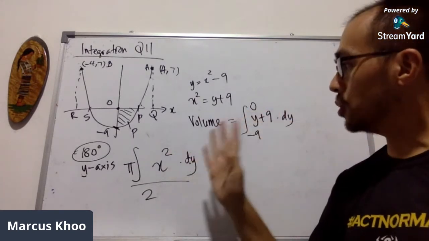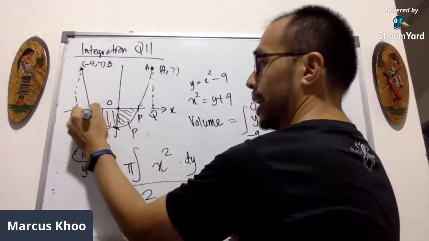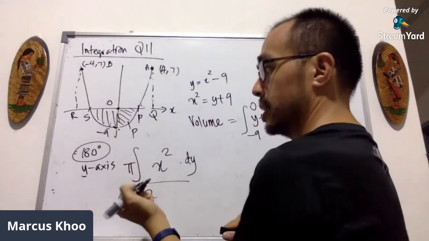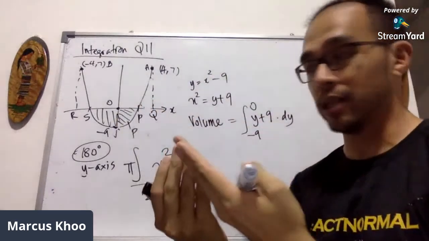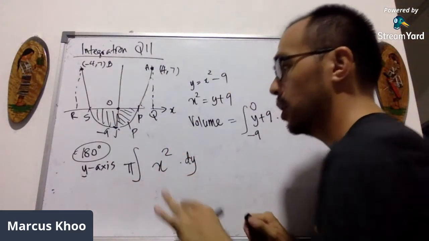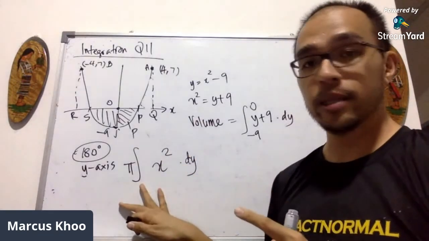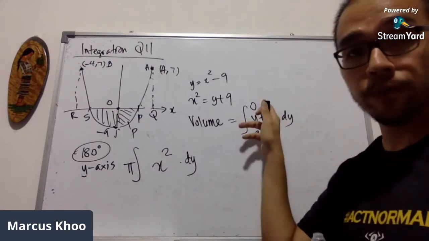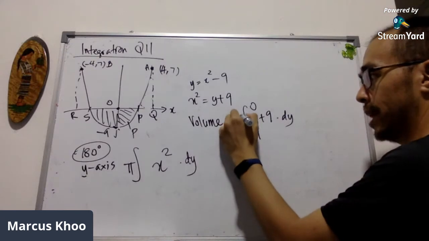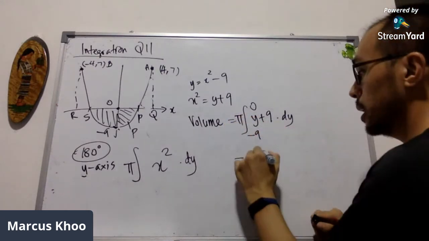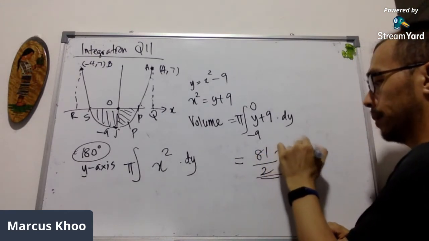180 degrees. Actually, you know what? Cannot. Because the whole region is this way, the x-axis and the curve, right? The whole region is this. So when we rotate it 180 degrees, it actually becomes a full rotation. So we don't have to divide it by 2. We just integrate it as it is from negative 9 all the way to 0. Then once you do this, sorry, there's a pi in front. You should get the answer 81 over 2 pi units cubed.